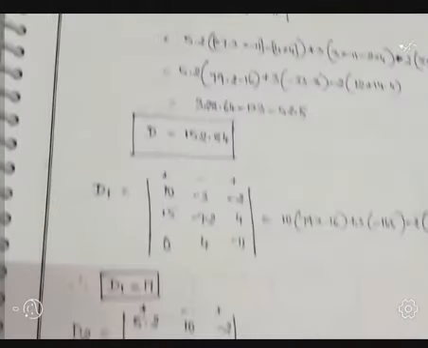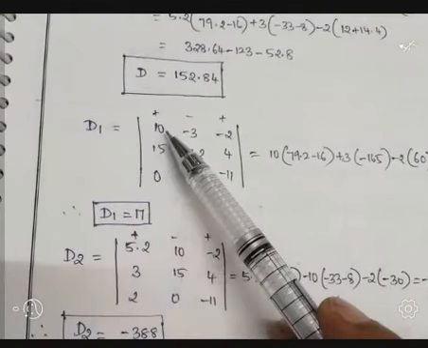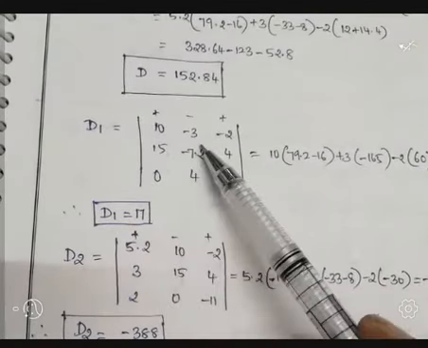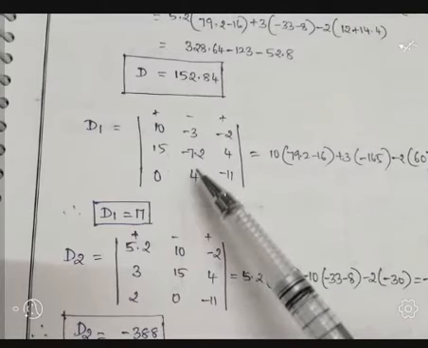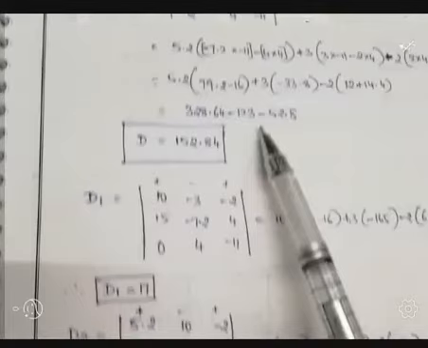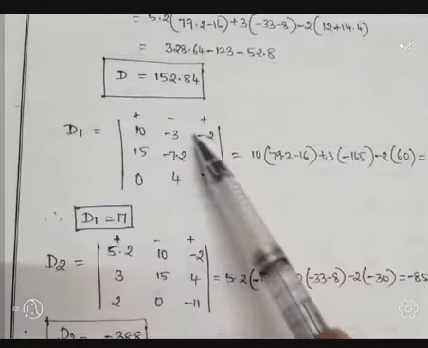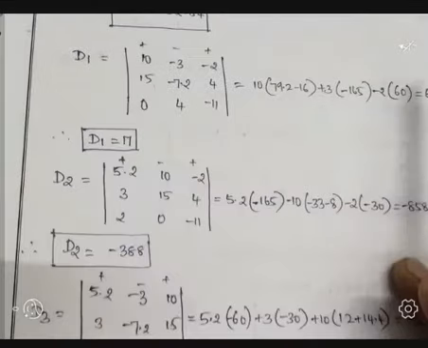So let's see D1. The first column elements are replaced by the constant terms, 10, 15, 0. The remaining two columns stay as they are: minus 3, minus 7.2, 4, minus 2, 4, 11. Then do the simplification as we discussed while calculating D. Similarly, do the simplification for this one. You are getting the answer D1 equal to 17. Similarly, the second determinant D2.